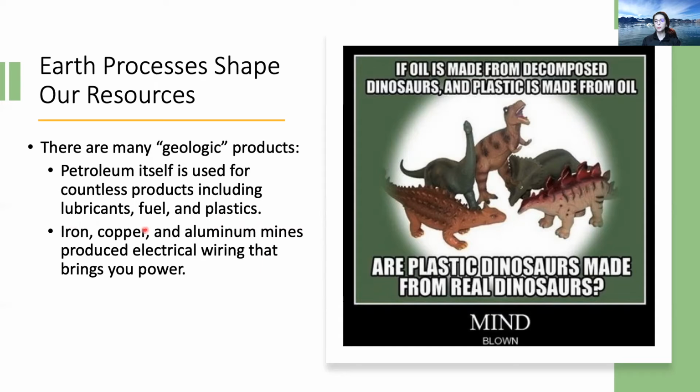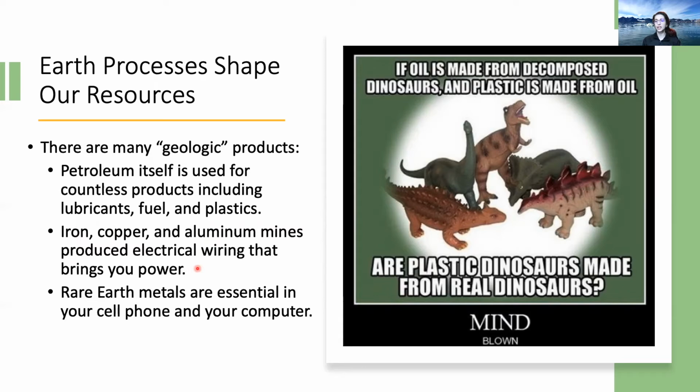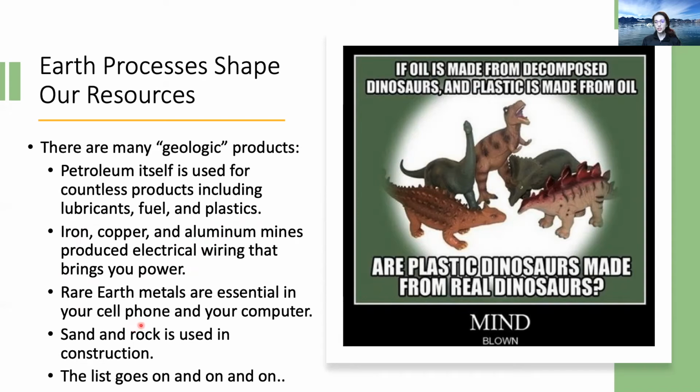We also have inside our Earth precious metals like copper, iron, and aluminum. Those mines produced electrical wiring that brings us power. So we're very, very reliant upon these geological resources that help us produce new technology, including these rare earth metals that are key for making our cell phones and computer works. We also have sand and rock that, of course, is used as construction material. And as you can imagine, the amount that we rely on these geological sources is never ending, and the list goes on and on for examples of products that we use on a day-to-day basis.